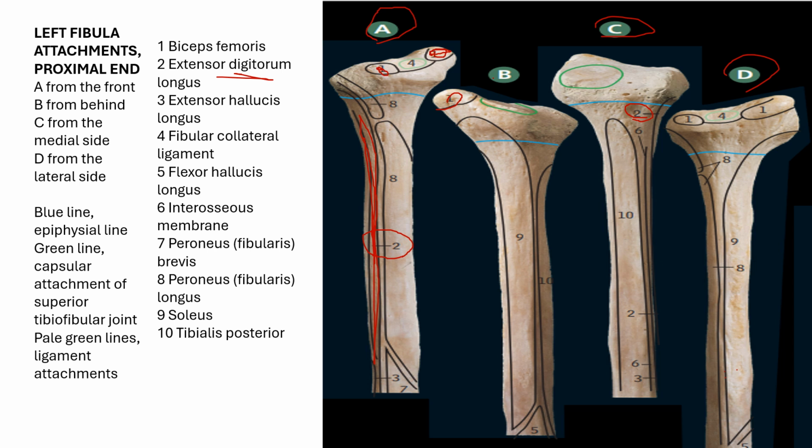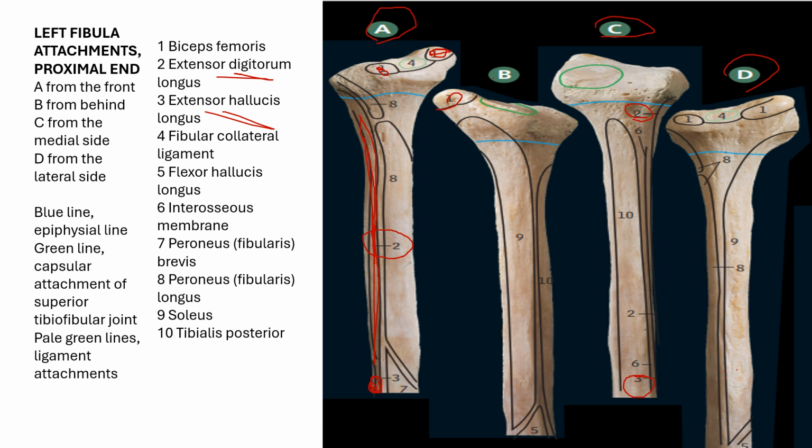The third one is the extensor hallucis longus. Here is the extensor hallucis longus. The number 3 muscle is present. So extensor hallucis longus is going to originate from the middle third of the fibula or some part from the interosseous membrane and insert at the distal phalanx of great toe. Supplied by the same deep peroneal nerve.